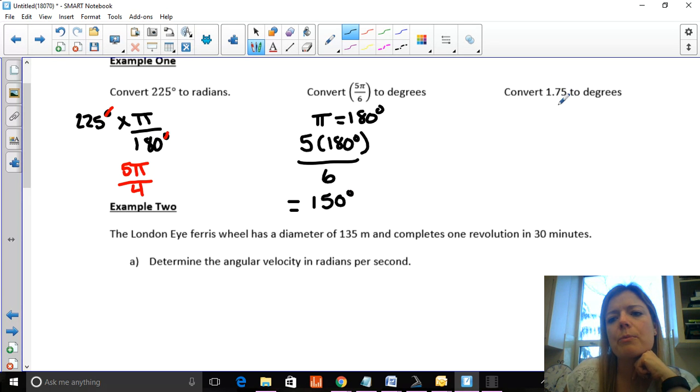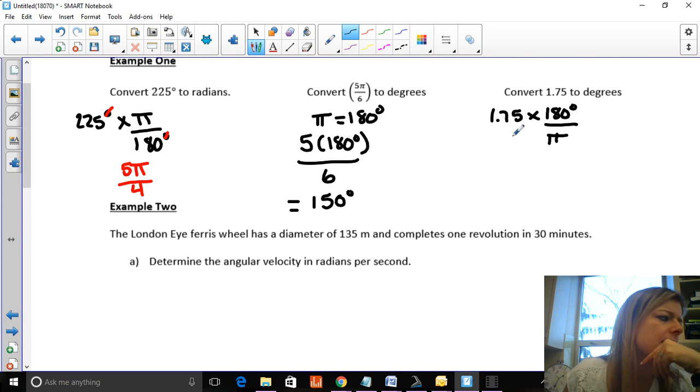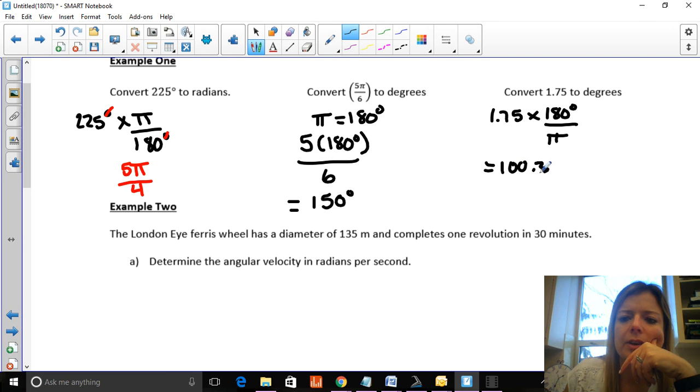Here's a case where we have radians and we're not able to put it into degrees by replacing pi, because there is no pi. So we just have to take our 1.75 and multiply it by 180 degrees over pi. The radians will cross off. When you do this, you get 100.3 degrees, so just over 100 degrees. So that's one type of question.